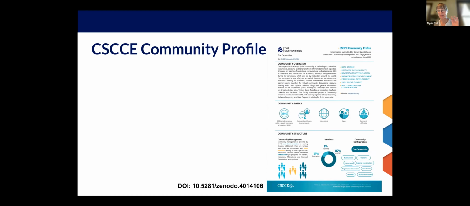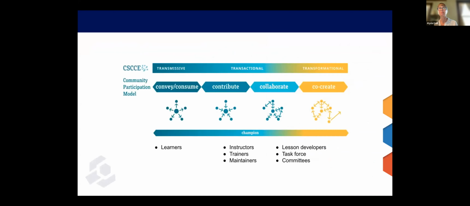That's very high level information about some of our different community members, but the CSCCE, as we mentioned earlier, has developed community profiles, and they actually developed one for the Carpentries community. So she provided a link to our community profile in the notes document. If you are interested in learning a little bit more about who the Carpentries are and how our community is structured, you can look at that resource that they pulled together.